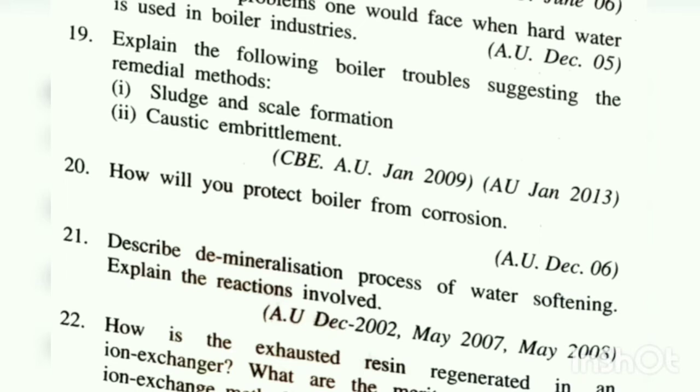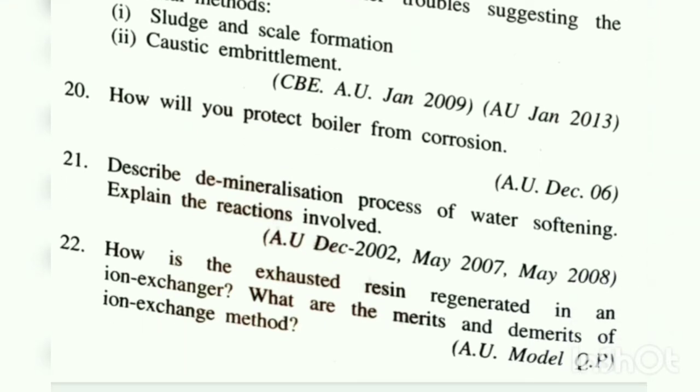Okay. Then 21, describe demineralization process of water softening. Explain the reactions involved. Demineralization process of water softening explain பண்ணனும். Okay. This is an important question.